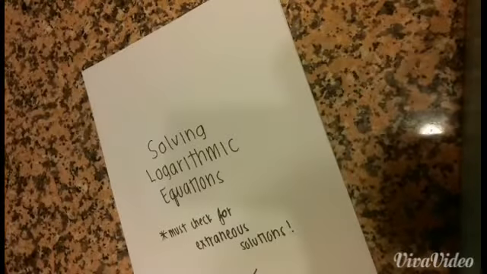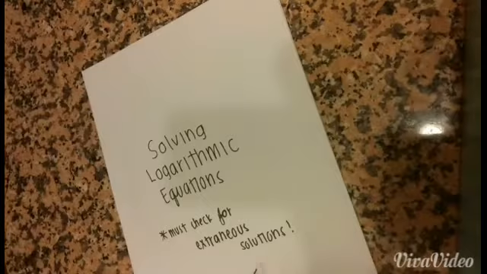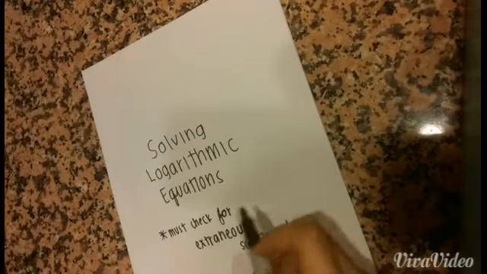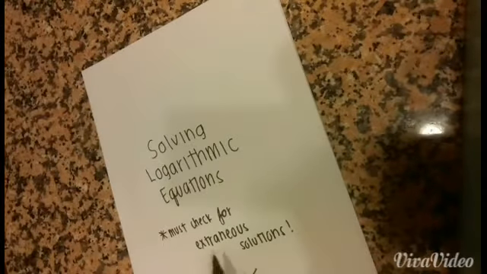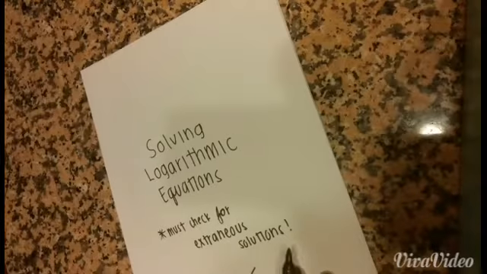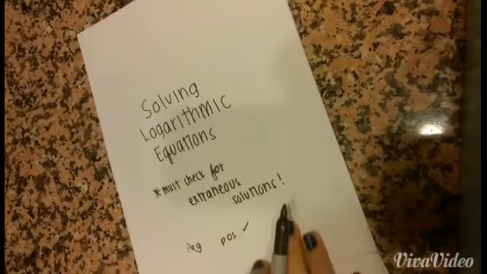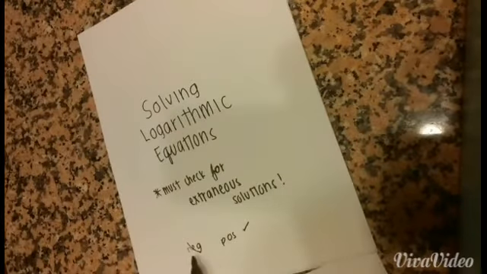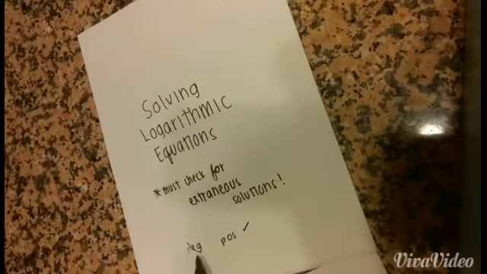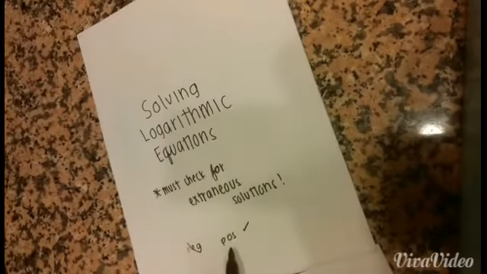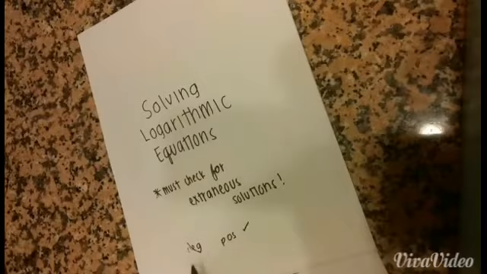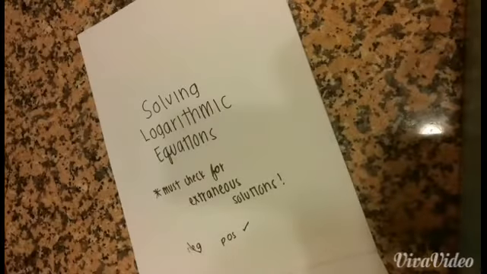Here we're going to be solving logarithmic equations, and when you complete the problem, you must always check for extraneous solutions. Basically, with these extraneous solutions, you can't take the logarithm of a negative number. So if it's positive, it could possibly work. If it's negative, it's probably not going to work.